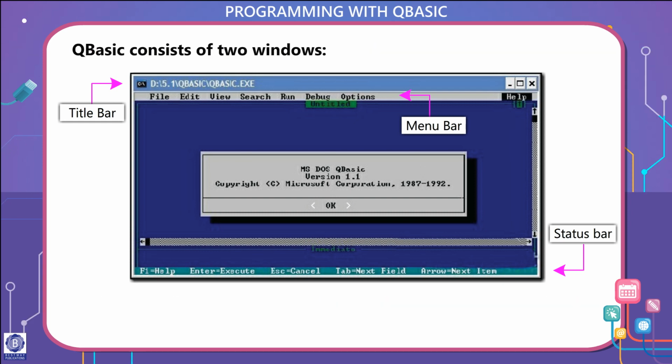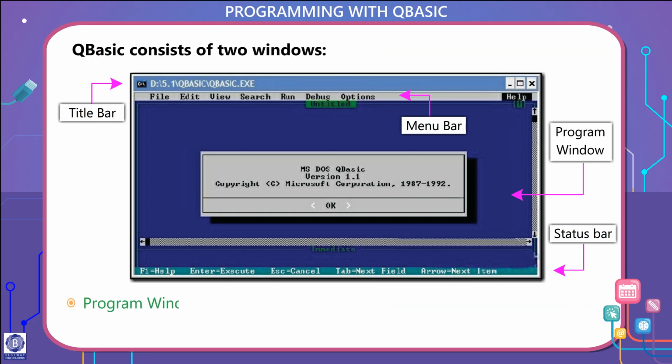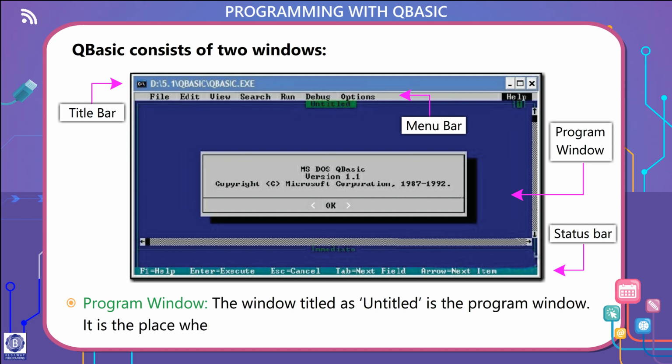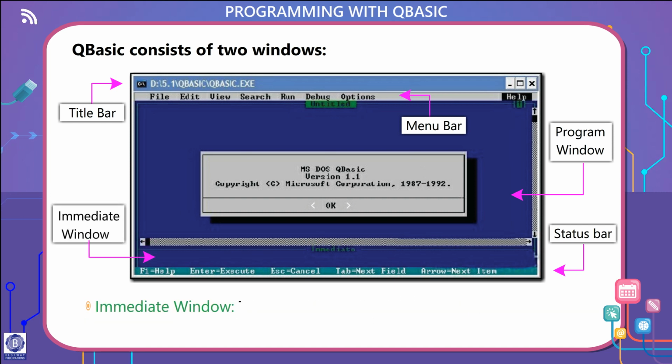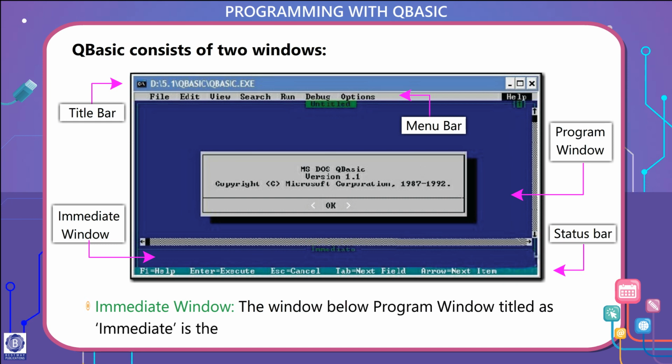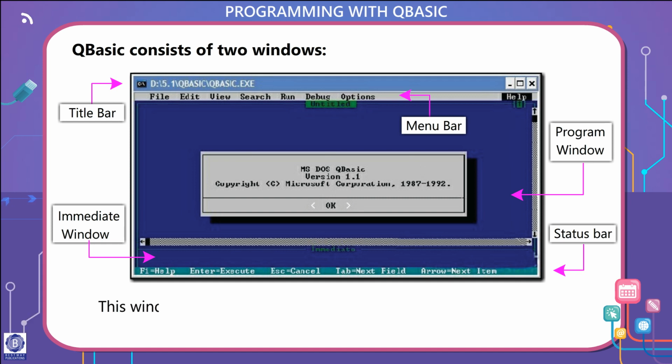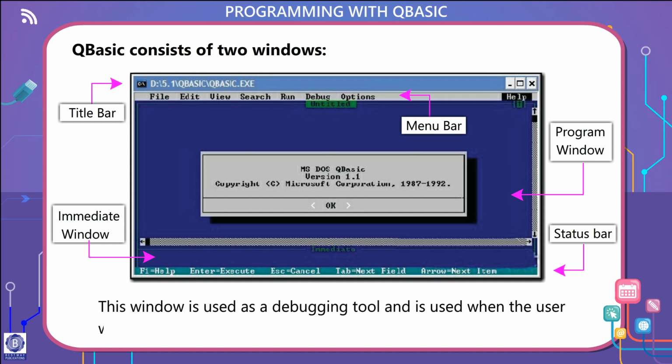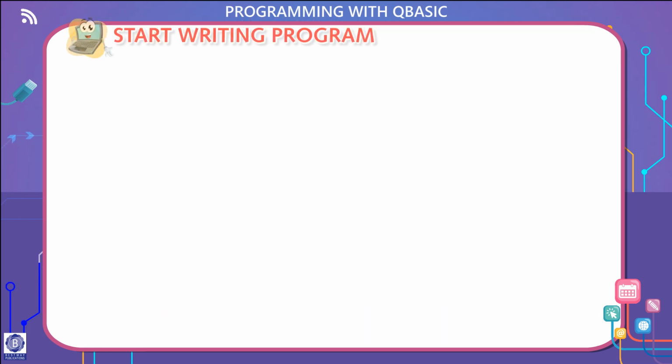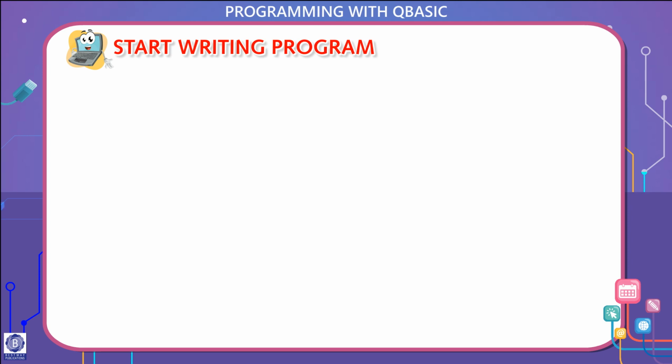QBasic consists of two windows. Program window. The window titled Untitled is the program window. It is the place where the program or the code is written. Immediate window. The window below the program window titled Immediate is the immediate window. This window is used as a debugging tool and is used when the user wants to check the output of a single statement.